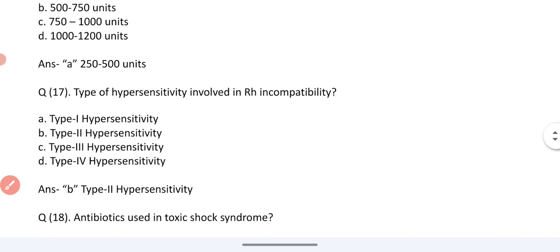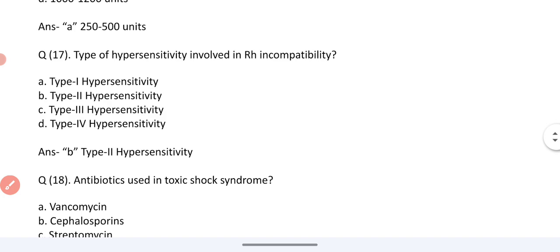And the next one is question number 17. Type of hypersensitivity involved in RH incompatibility. And here they have given 4 options: type 1, type 2, type 3, type 4. The first important thing you are supposed to know is the other names of type 1, type 2, type 3 and type 4 hypersensitivity reactions.